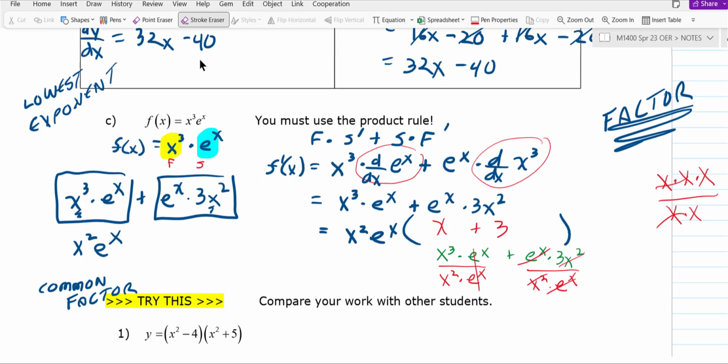Where did x squared come in? Okay, the x squared came from the fact that you're looking at the common factor. You know that e to the x occurs in both, but there's also an x in both.